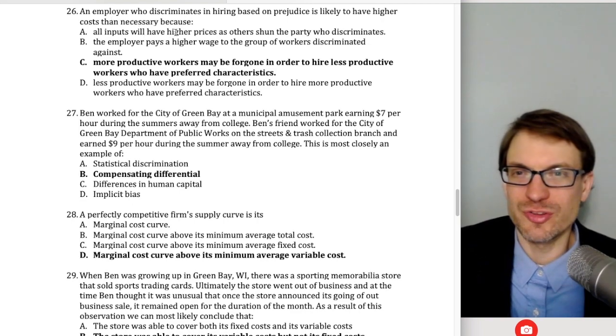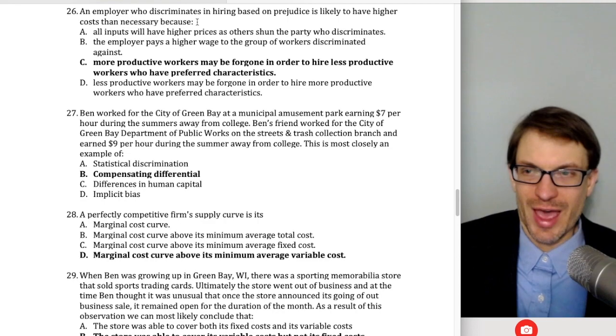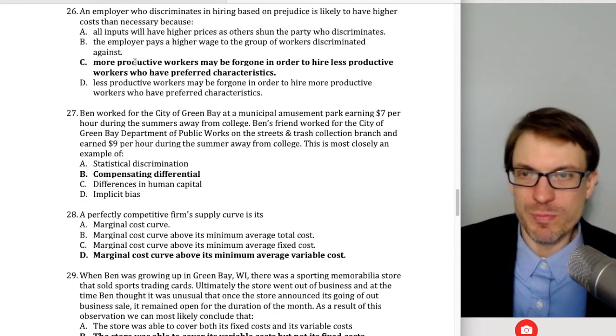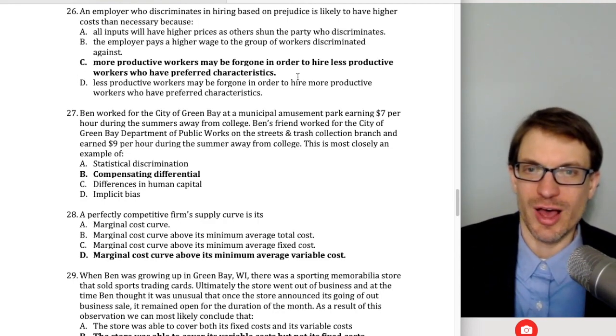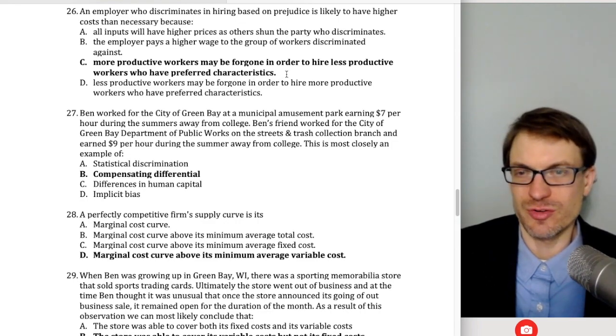Anyway, an employer who discriminates in hiring based on prejudice is likelier to have higher costs than necessary, because more productive workers will be foregone in order to hire less productive workers who have preferred characteristics.